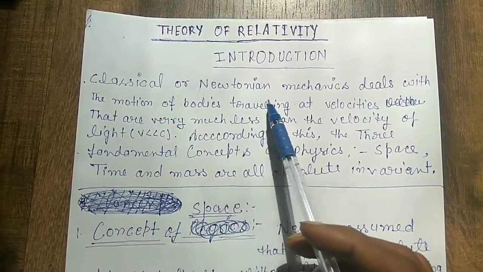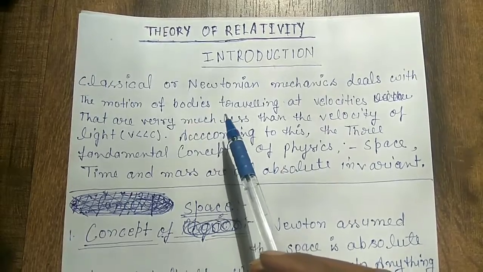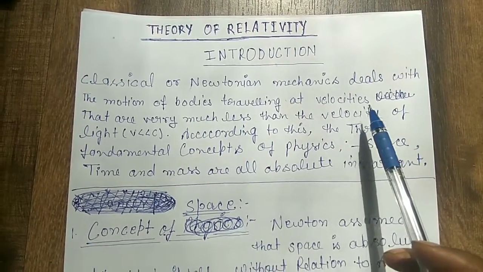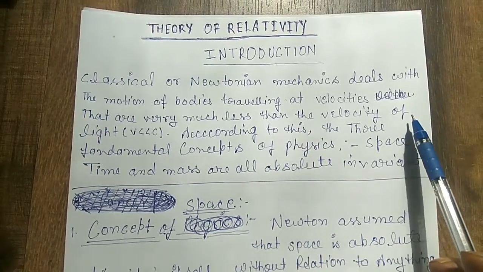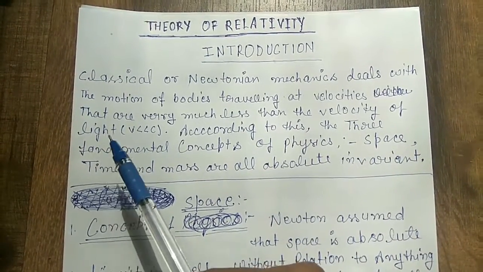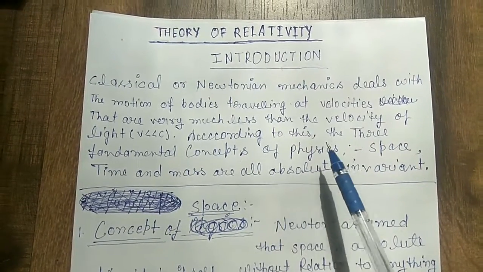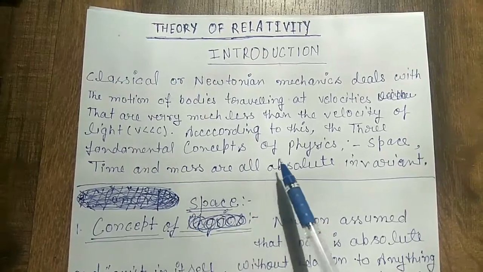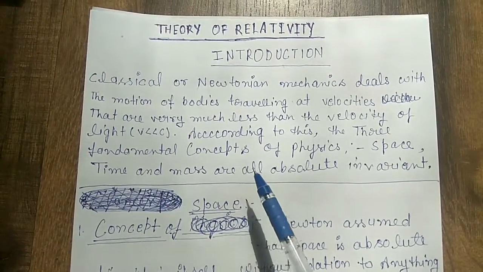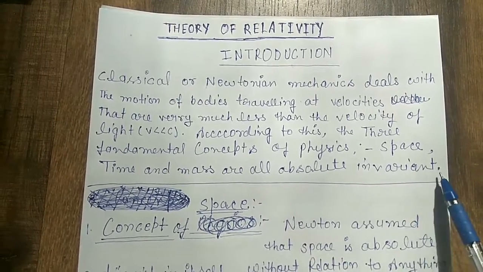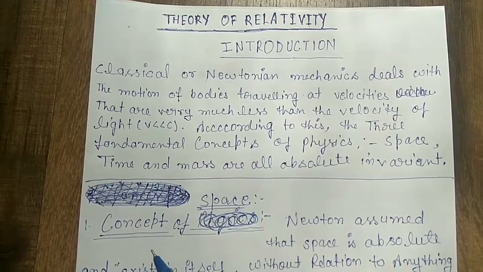Classical or Newtonian mechanics deals with the motion of bodies traveling at velocities that are very much less than the velocity of light, and v is very much less than c. According to this, there are fundamental concepts of physics. Number one, space, time, and mass are all absolute invariant. So first we will study the concept of space.